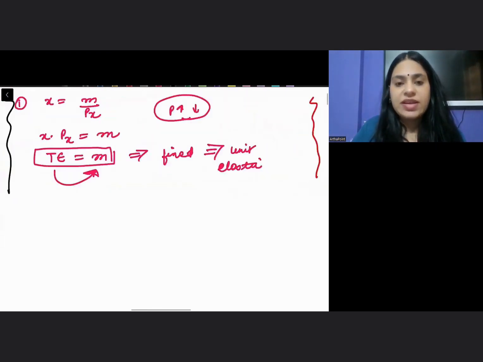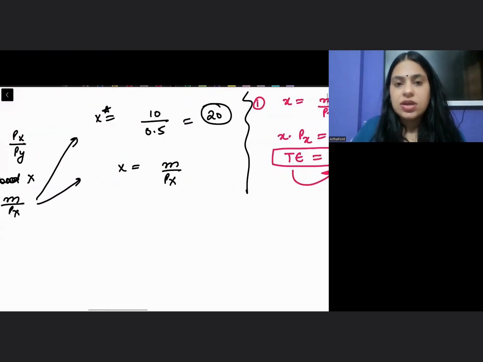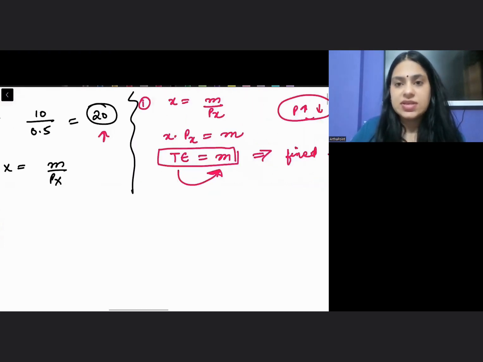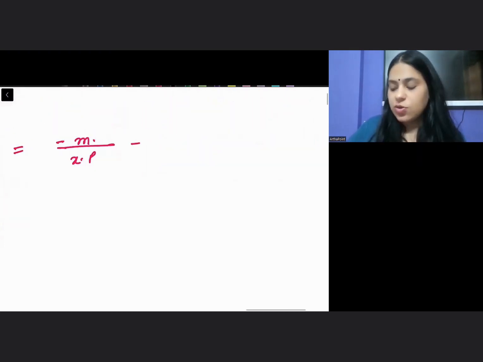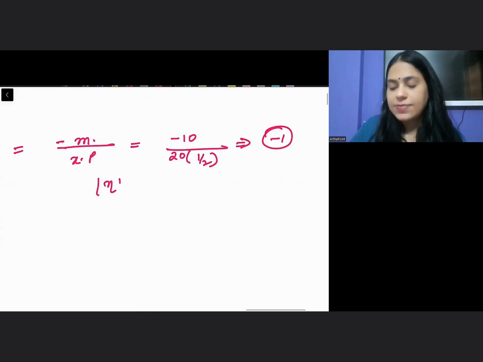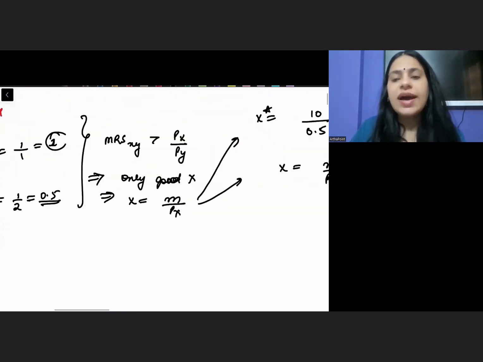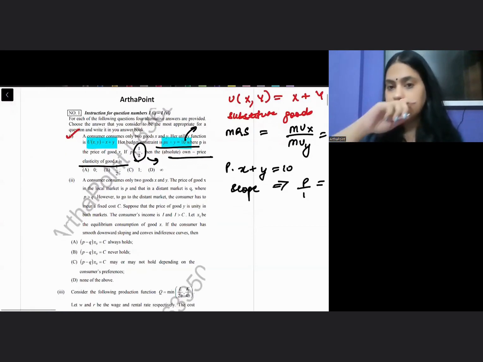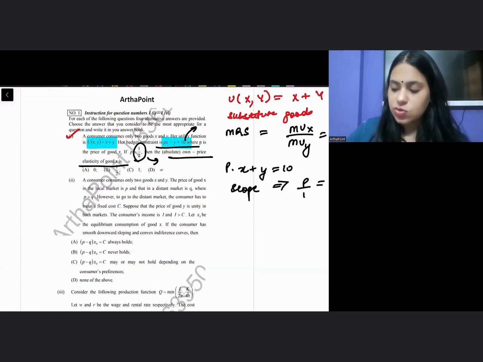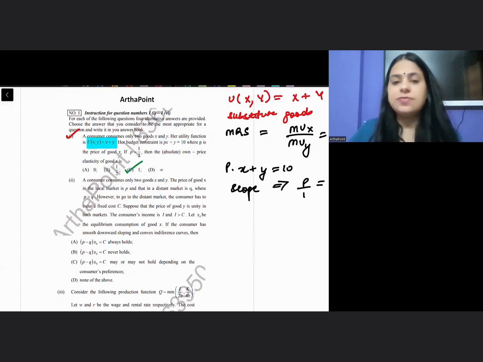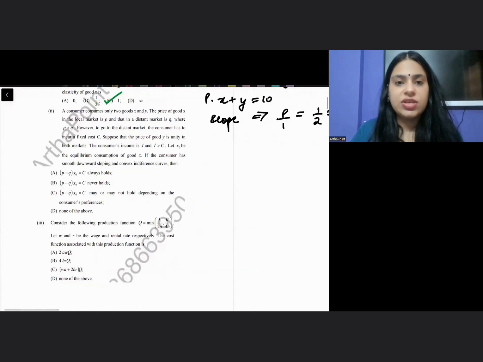Now from our analysis, even if you try to put in the values, the X that you have got in this case is 20. So you can put X as 20, P as half and income as 10. So you will get the answer as minus 1. So in absolute terms, it is going to be 1. So using either approach, we know that the price elasticity of this good in this case is going to be 1. So the correct answer is C. Okay, come to the next question.